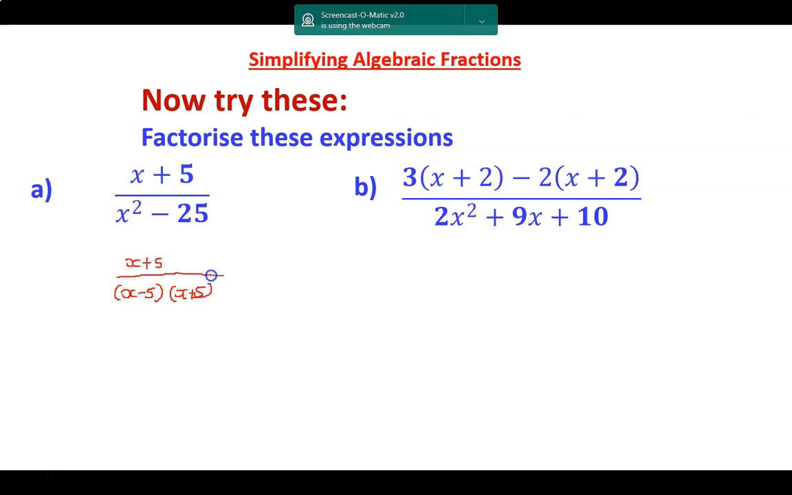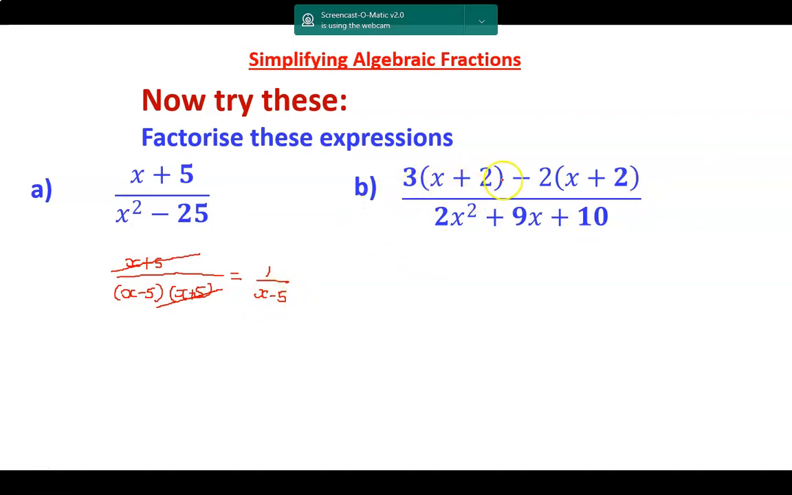Now because we've got x plus 5 here and x plus 5 at the bottom, we can easily cross them out. So what's left now? What's left is 1 at the top and x minus 5 at the bottom. That's what's left. This is another example, quite a long one.